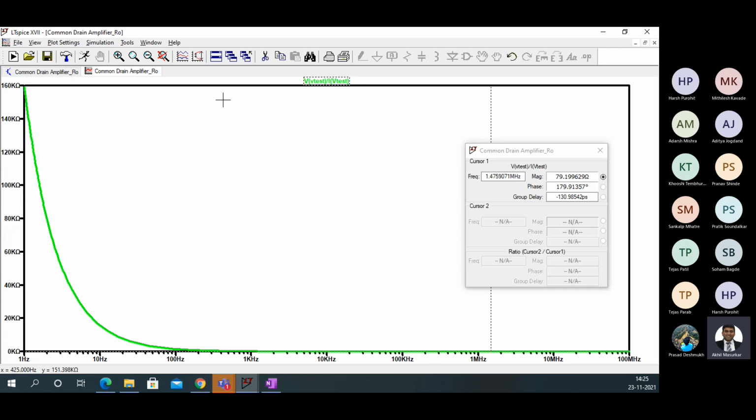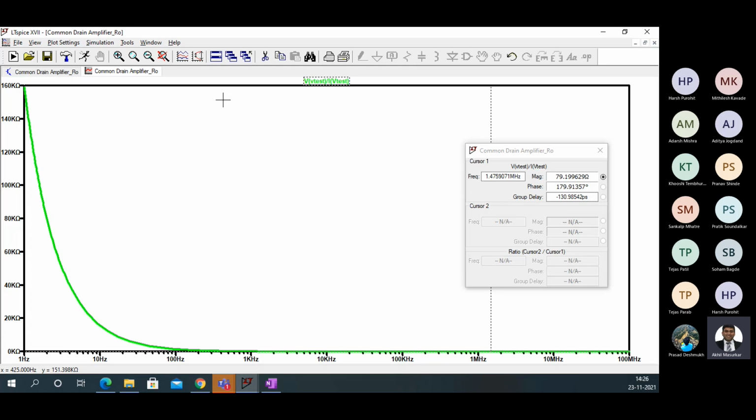Max to max it will have 100 ohms. So if you want to match the output impedance of the amplifier to the speaker, why is it important to match? Because then only maximum power transfer will take place. Whatever power the amplifier has generated will get transferred to the speaker only when you match the loads. So common drain amplifier is generally used after common source because it does not affect the gain of the common source, but it offers impedance matching.